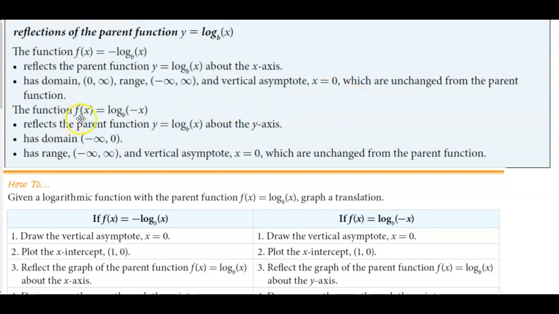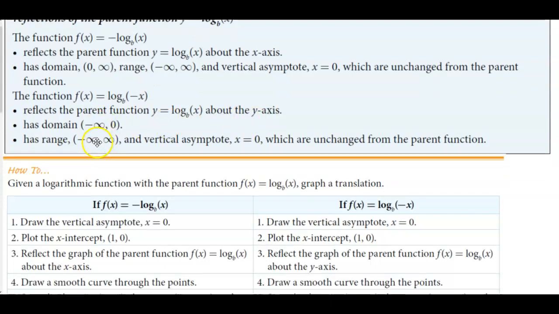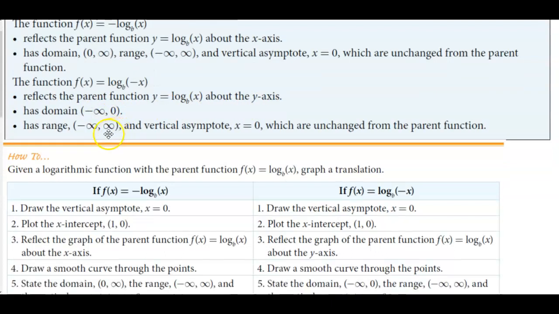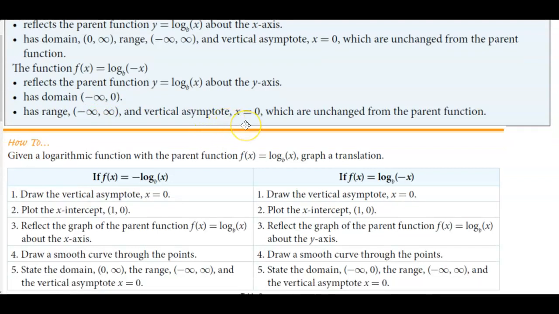And if we have the function f of x equals log base b of negative x, then the parent function is going to reflect about the y-axis. The domain is negative infinity to 0, and it has a range of negative infinity to positive infinity and a vertical asymptote where x is equal to 0, which are unchanged from the parent function.